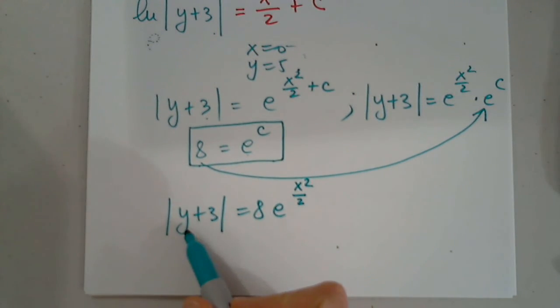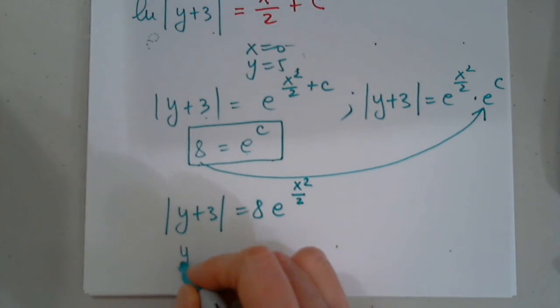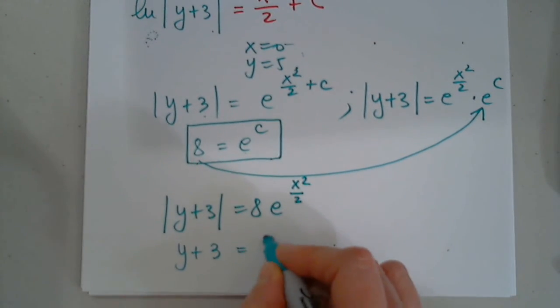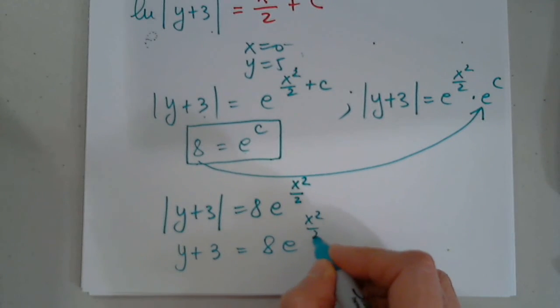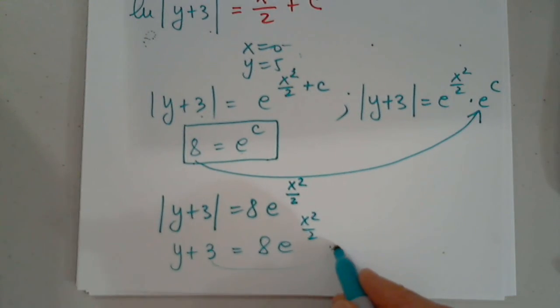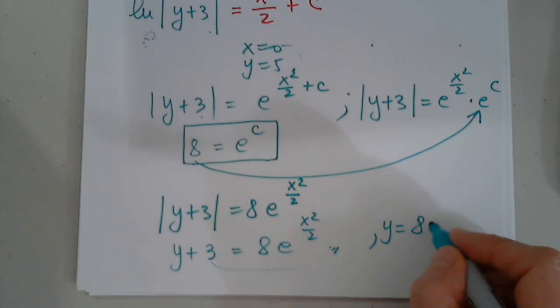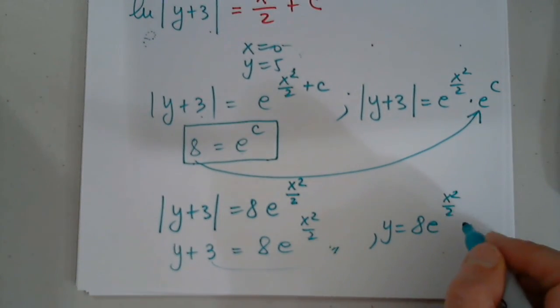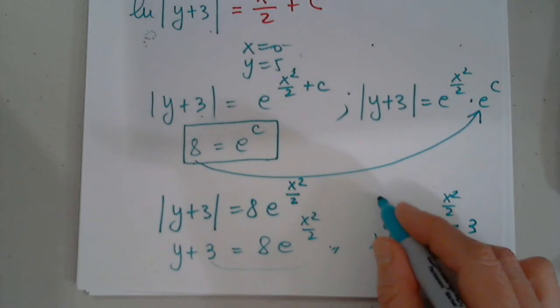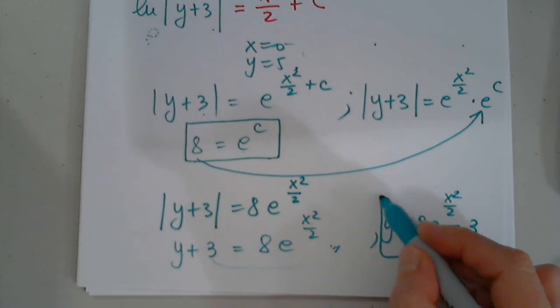Finally, we have plus or minus, so this is y plus 3 equals 8e to x squared over 2, and all I have to do is move 3 to the other side. So y equals 8e to x squared over 2 minus 3. So we found the function.